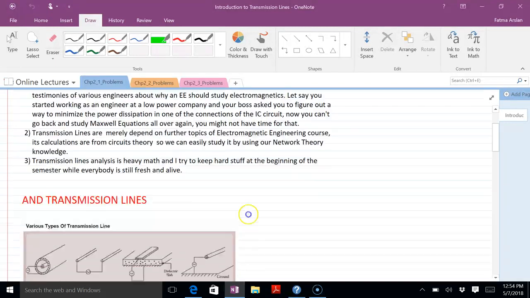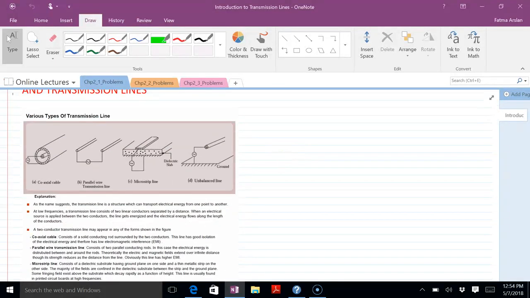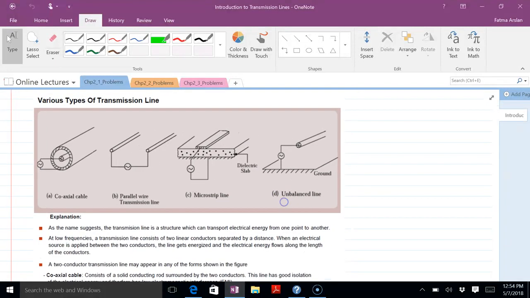Okay, so here are some kinds of transmission lines. Transmission lines are just like any electrical line which we use to transport electrical energy, but it does it by means of electromagnetic waves propagating on it, so it's also a guideline for electromagnetic waves, although it's wired.